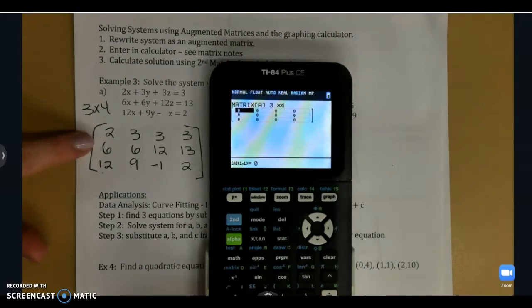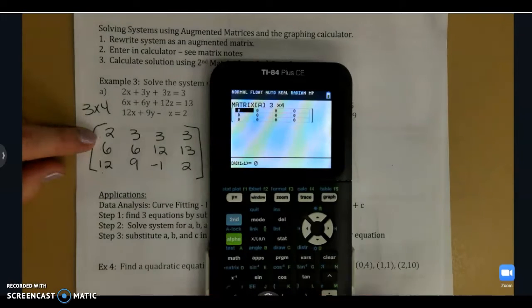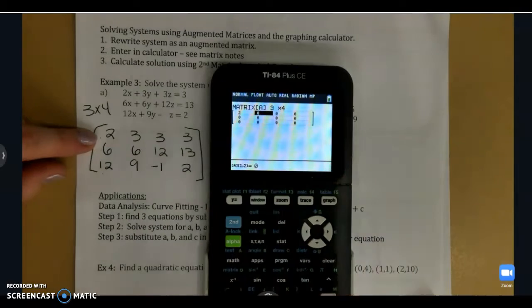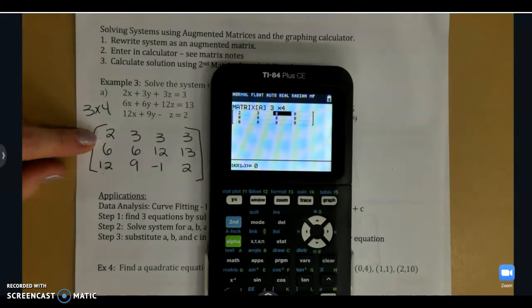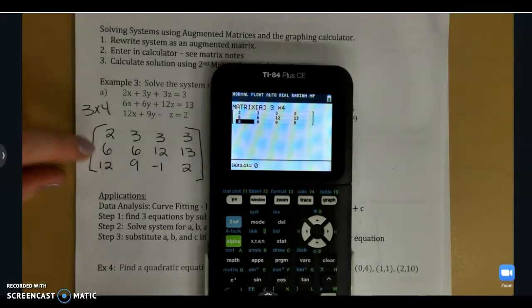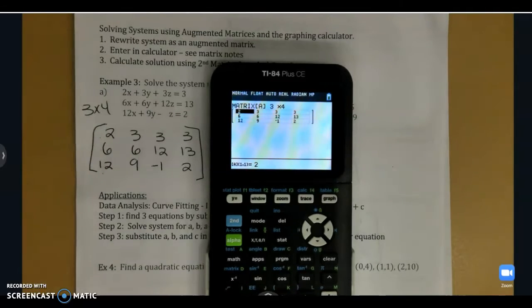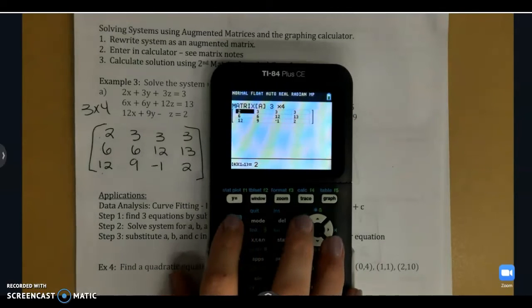So we are going to type in these numbers into the calculator in the same position that they're on the matrix in our paper. So if I hit 2 for my first one, and when I hit enter, it goes to the next space to the right. So you can enter these pretty quickly by simply hitting enter. So 2, 3, 3, 3 for my first row. Then my next row is going to be 6, 6, 12, 13. Then 12, 9, negative 1, 2. So I have now entered all my values into the matrix, and I'm going to solve it now.